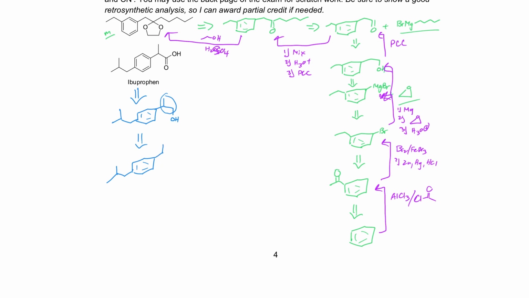One way, of course, is to add water across that alkene in an anti-Markovnikov fashion. I could make that alkene from this alcohol, and I can make that alcohol from the acetone addition to the Grignard. And I can make the Grignard from bromination and adding magnesium to that aromatic ring.